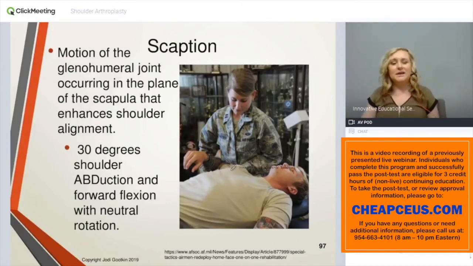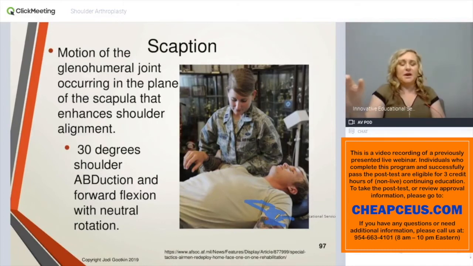So she has them out, not quite scaption there. It's about appropriate. Again, here you're going to be looking at putting a towel roll posterior to keep that extremity up in line with the thoracic cavity.